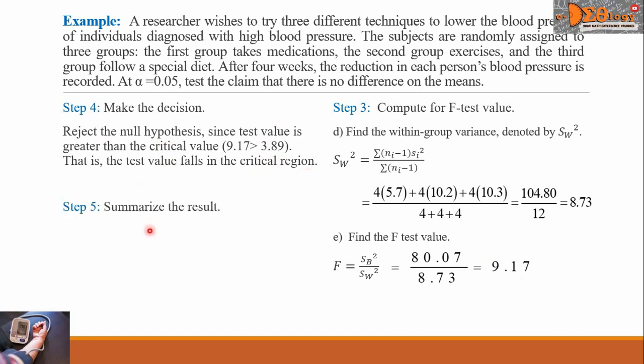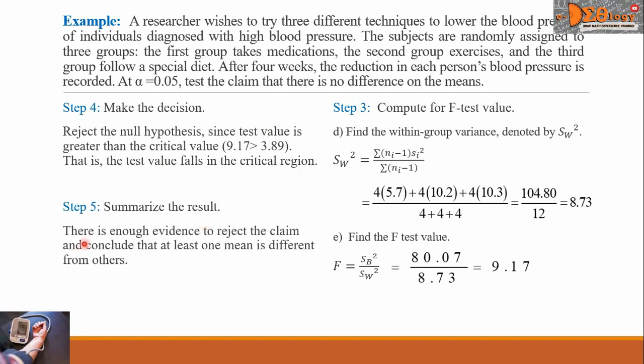For step 5, summarize the result. And we say that there is enough evidence to reject the claim and conclude that at least one mean is different from the others. This is our final answer.